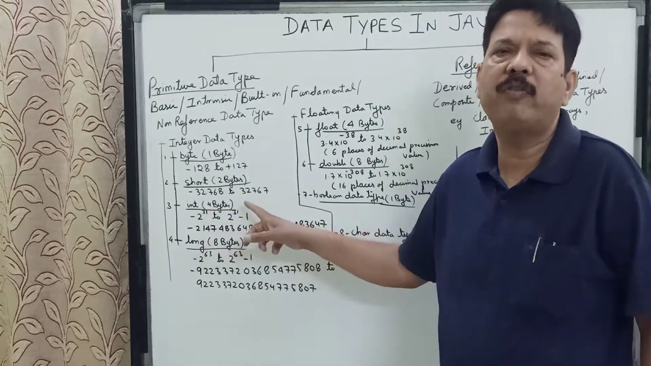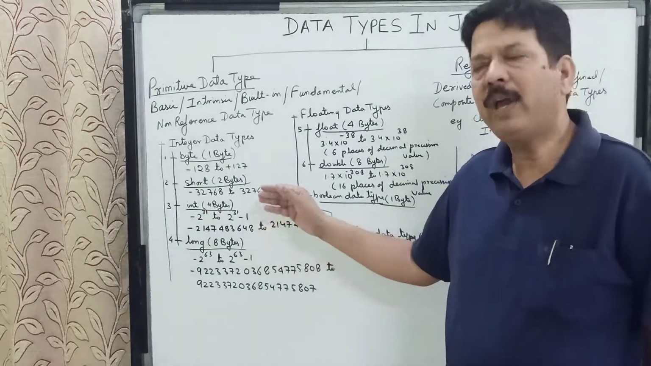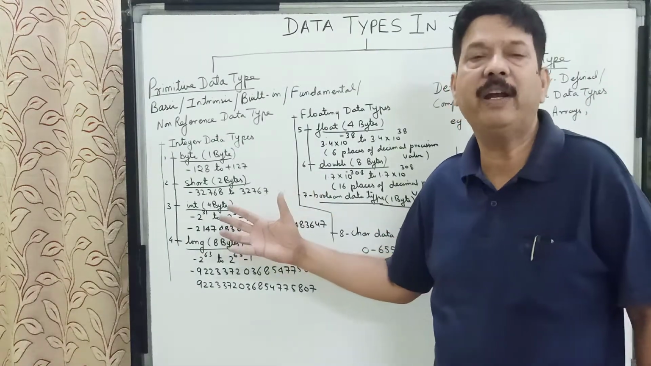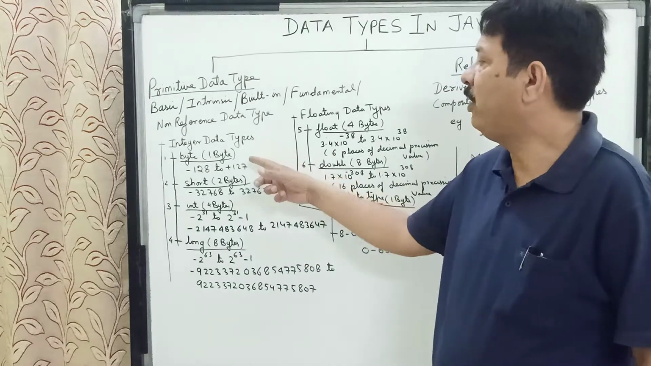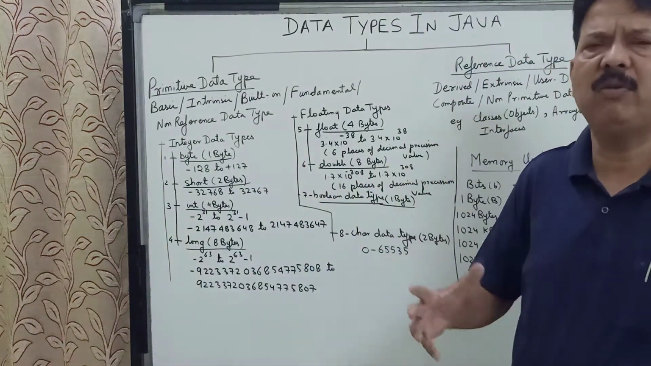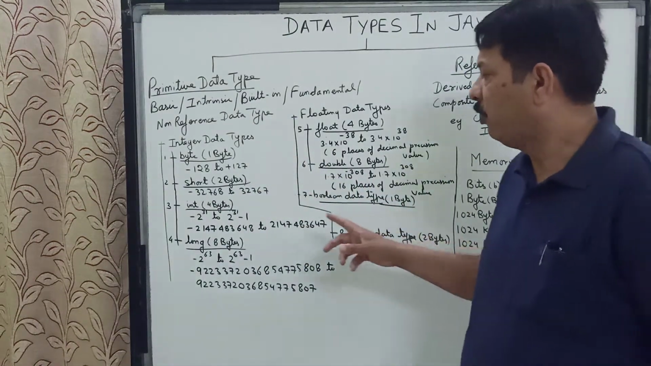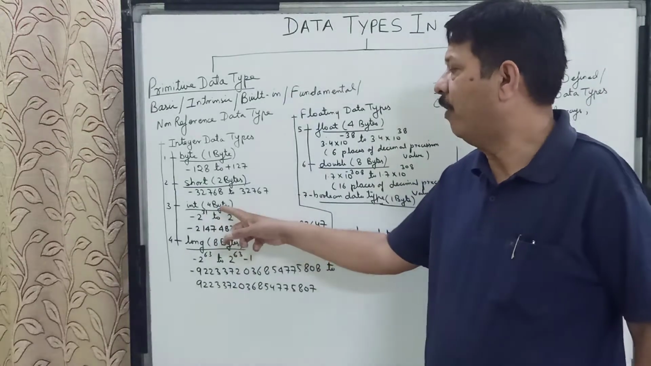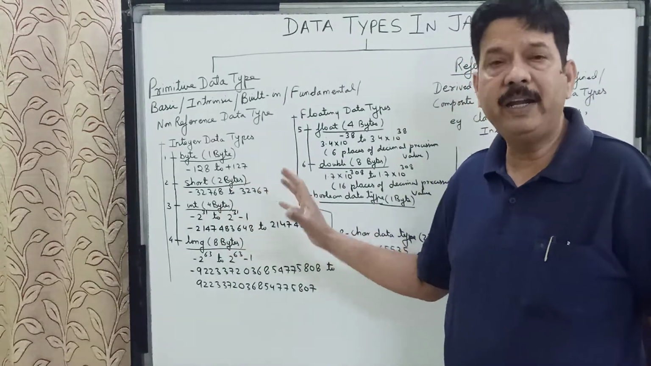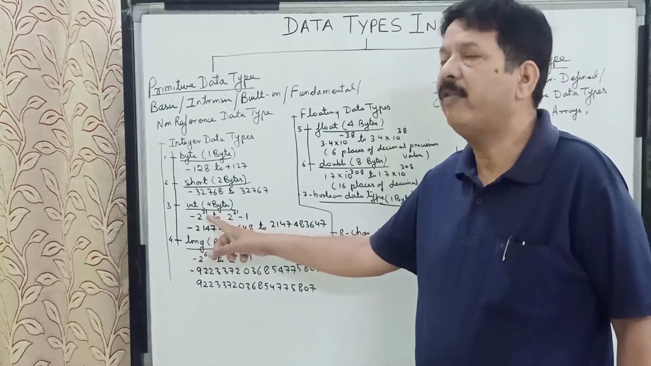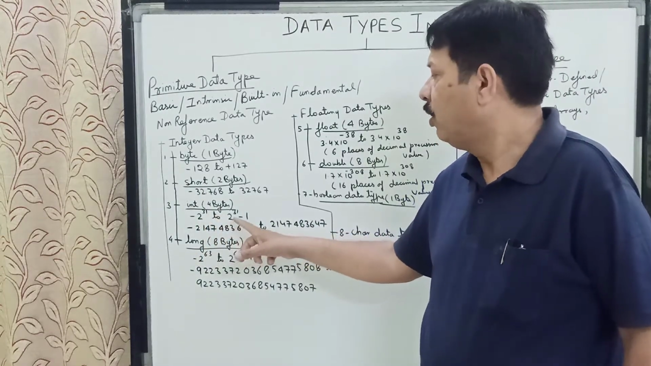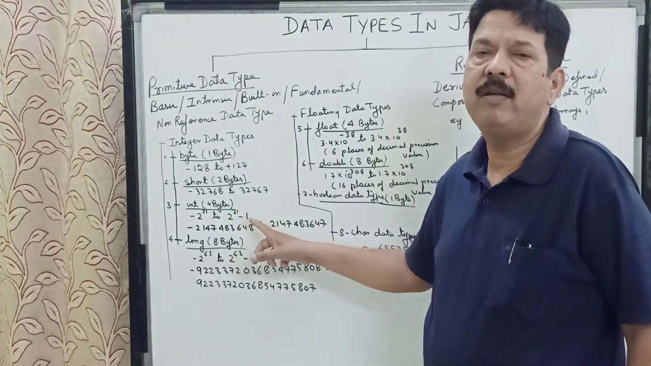Then the next one, children, is the integer data type. Integer data type holds 4 bytes of data. You can also calculate that 4 bytes of data means 4 into 8, that is 32 bits, or 1 byte of data means 8 bits. You can calculate it in that way also. So if you have a data type of integer, then it can hold a value from -2 raised to the power of 31 to 2 raised to the power of 31 minus 1.